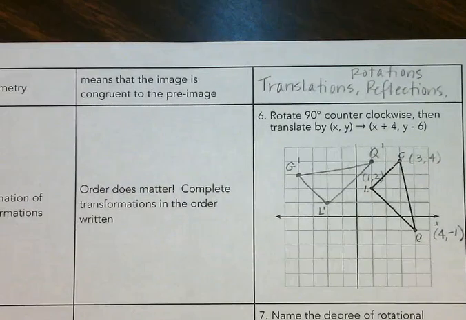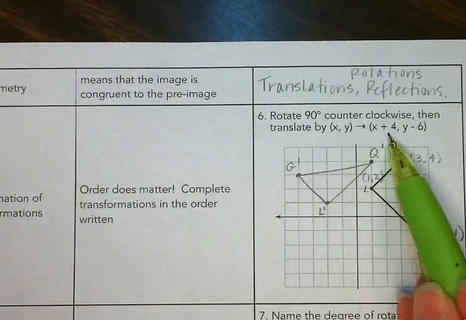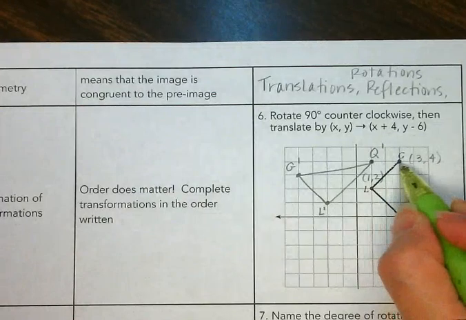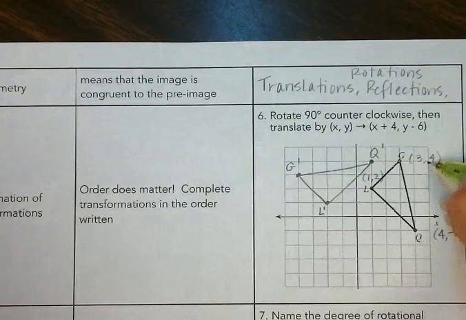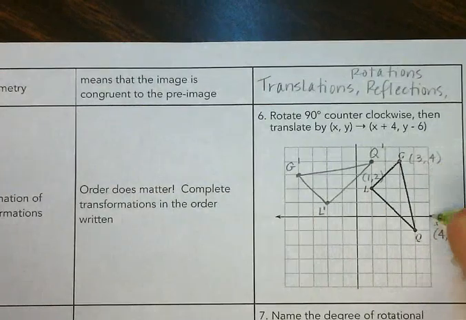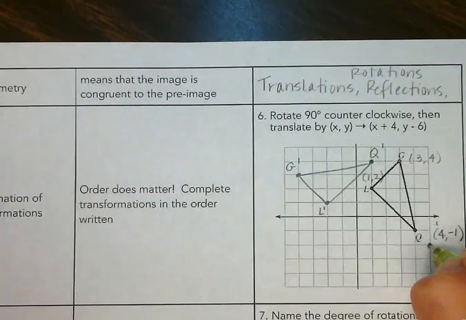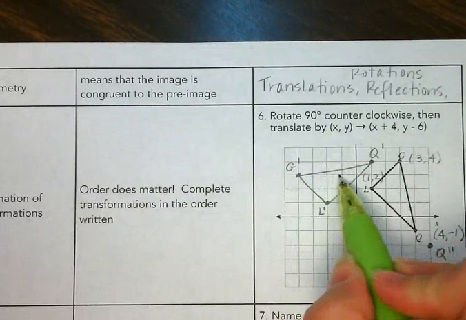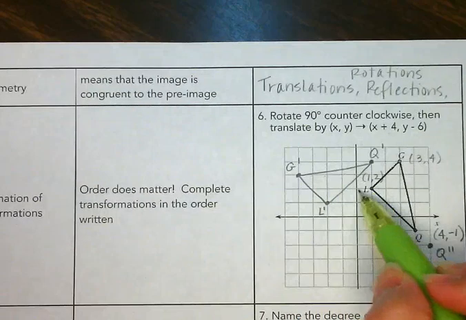All right, now what we're going to do is translate it. We're going to take this shape, we're going to go 4 spaces to the right and down 6. So I'm going to go 4 spaces right and then down 6. So 2, 4, 6. So this one right here is Q double prime, because this is our second transformation. So right here we're going to go to the right 4 and down 6.